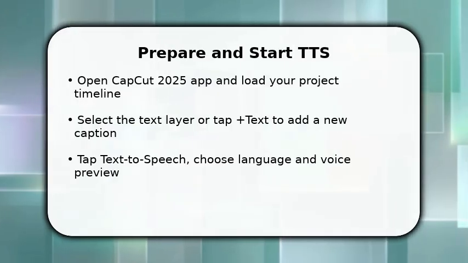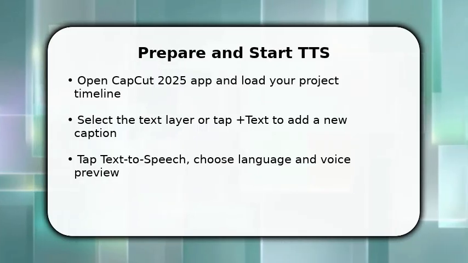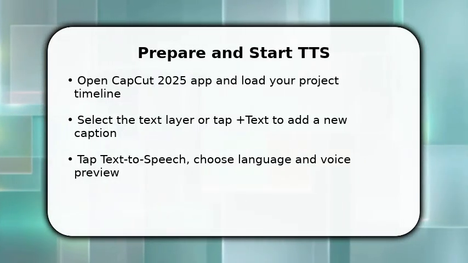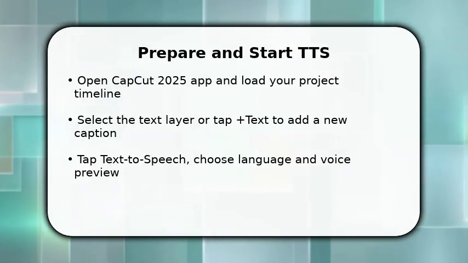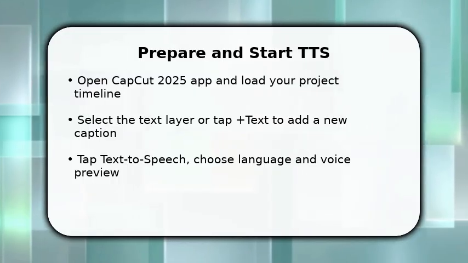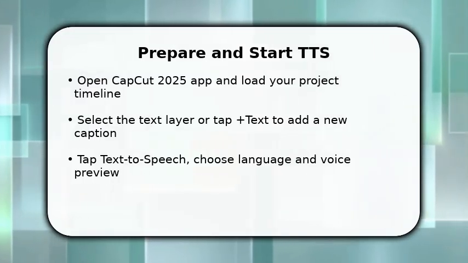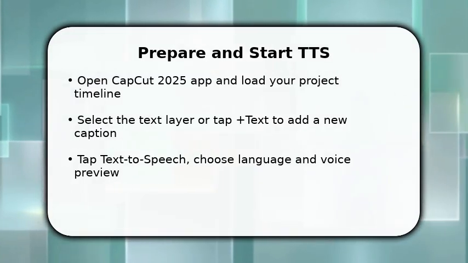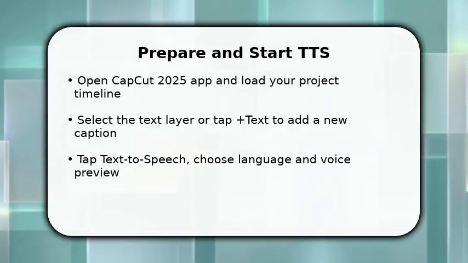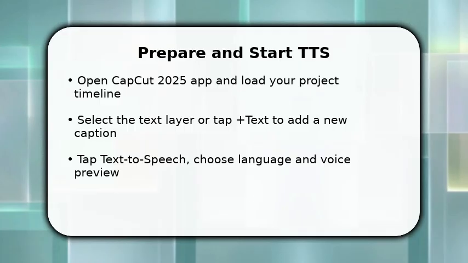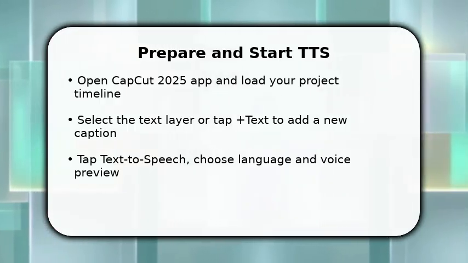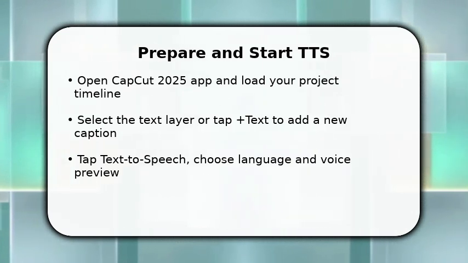You start by opening your Capcut 2025 project and selecting the text layer you want voiced. Once you add or tap an existing caption, choose text-to-speech from the text menu. This triggers the voice options so you can hear samples. Make sure to pick the language and a voice that matches tone and pacing, because voice choice affects perceived clarity and length. After previewing, adjust text breaks and punctuation to control natural pauses before you generate the full clip.